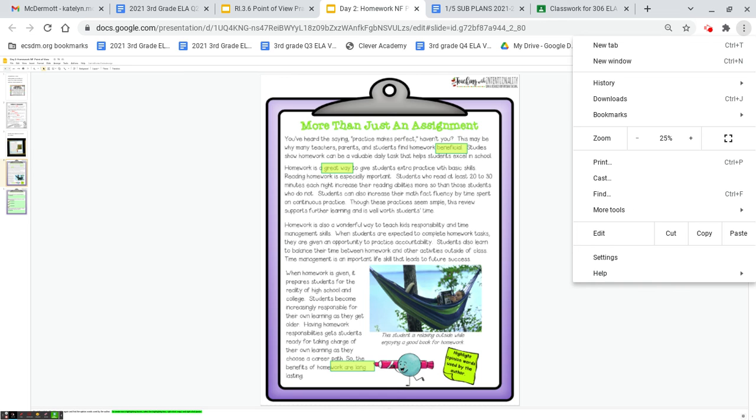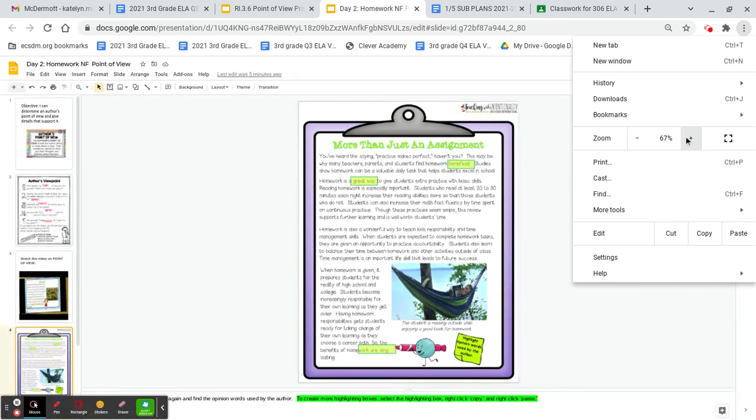Okay, so clearly the author's opinion is he thinks it's a good thing. I see, because one reason is it helps with your reading and your math ability. The second reason, it helps teach responsibility and time management. And finally, it helps prepare students for high school and college. So I'm going to make sure before I move on to the questions, I've read everything on the page. Here's a photograph, and the caption says, "This student is reading outside while enjoying a good book for homework."